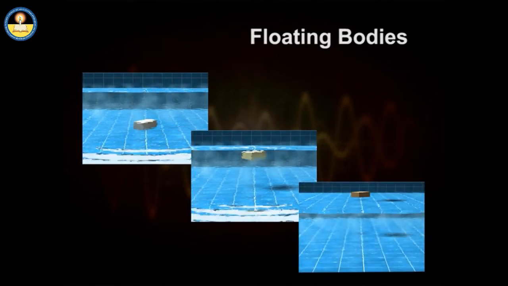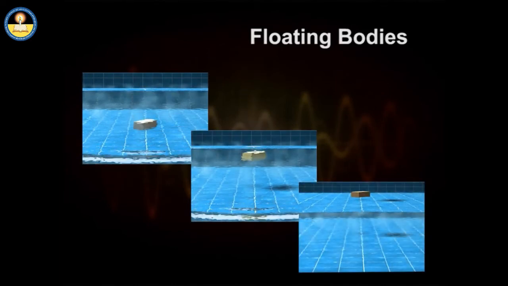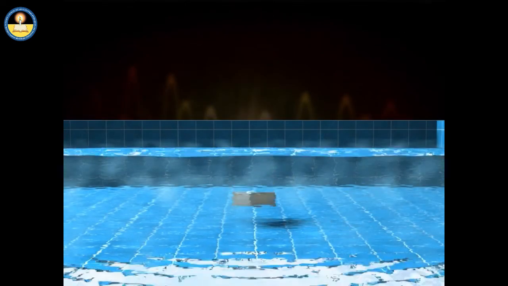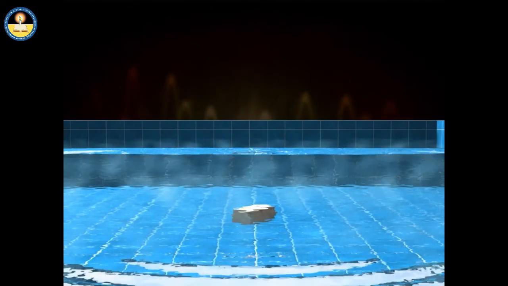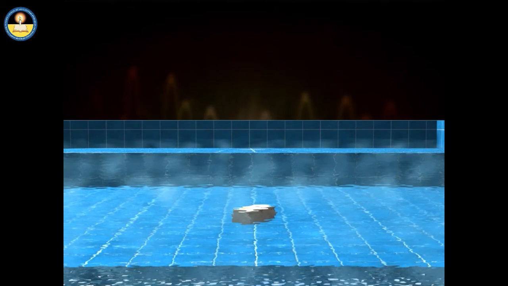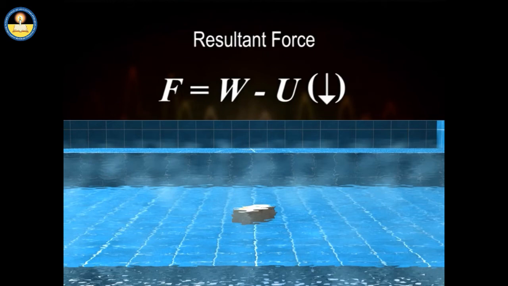Let us have a look at the condition of floating bodies. When we drop a metal block in water, it sinks, as the density of the metal is more than the density of water. Or in other words, the weight of the metal block is more than the buoyant force and the resultant force is a downward force.